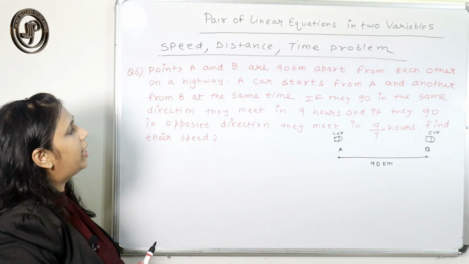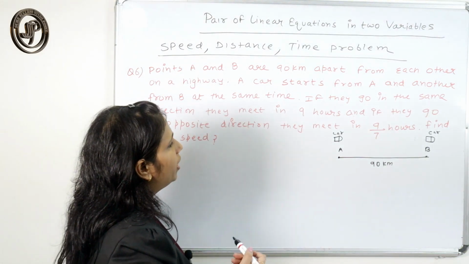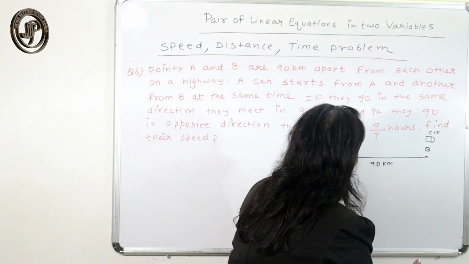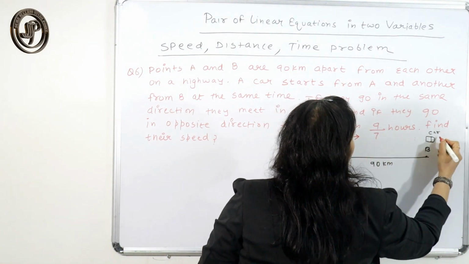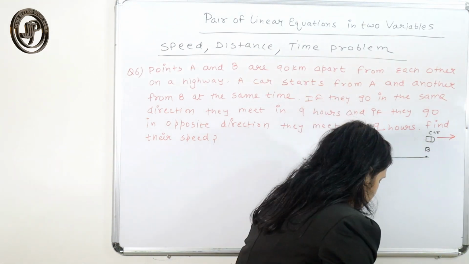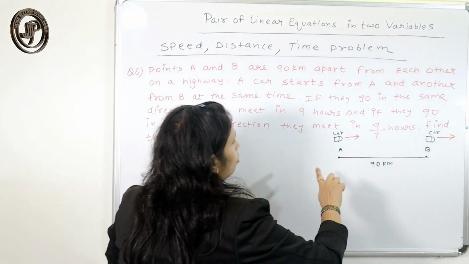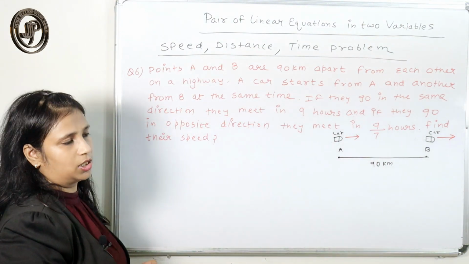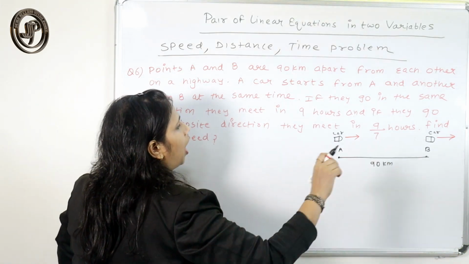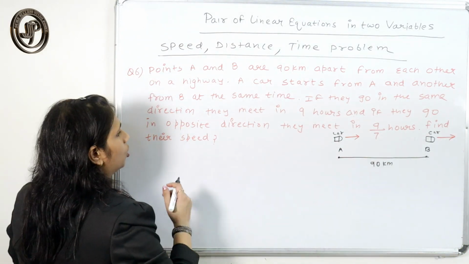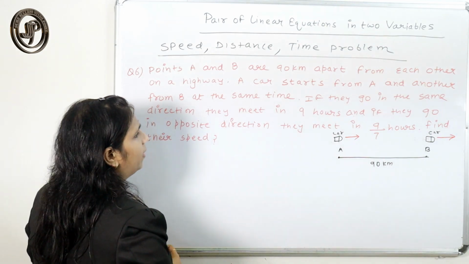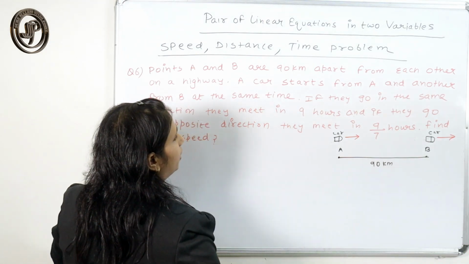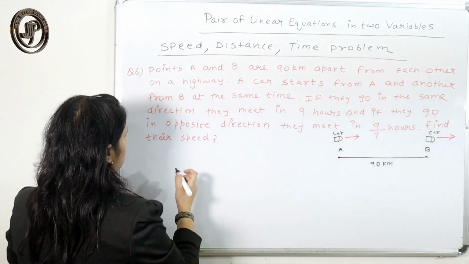They have given that if they go in the same direction, meaning car A is going in this direction and car B is also going in this direction, they meet in 9 hours. So if both are going in the same direction, how can we find their speeds?